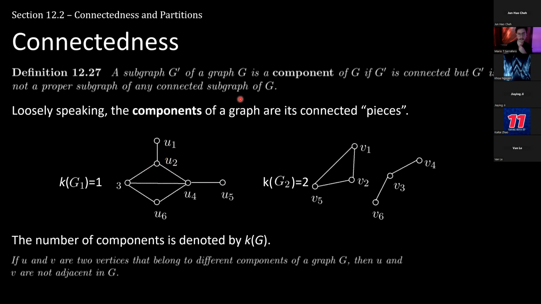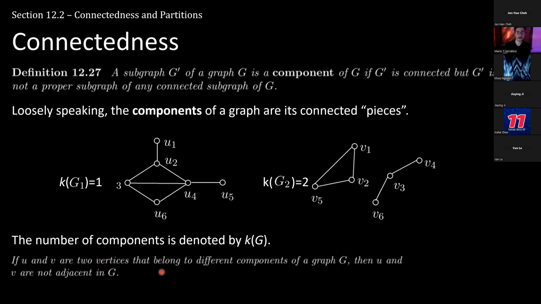Okay, so loosely speaking, we say that the components of a graph are its connected pieces. And we have a function that counts the number of components of a graph, that's K of G. So for example, here, because G1 is connected, K of G1 would be 1. And because G2 is disconnected, K of G2 would be 2.